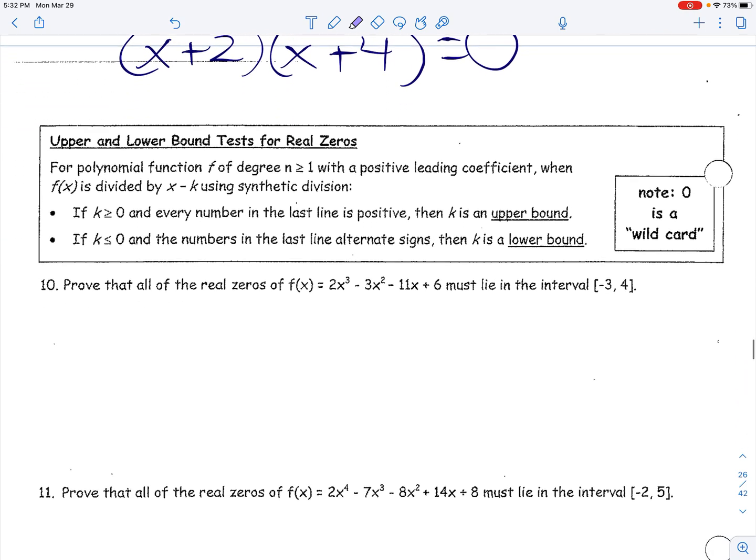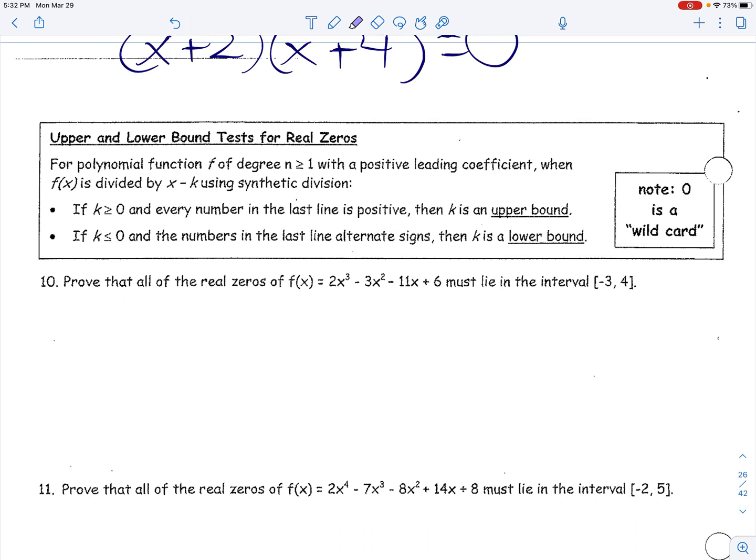All right, so real quick, upper lower bound test, just to let you know what it is in case you're wondering. It helps out in the synthetic process, like in the question that we just did. If you're doing a synthetic, and it says here, if every number in the last line is positive, then that number that you tried out, that root that you tested, is called an upper bound. All right, it's called an upper bound.